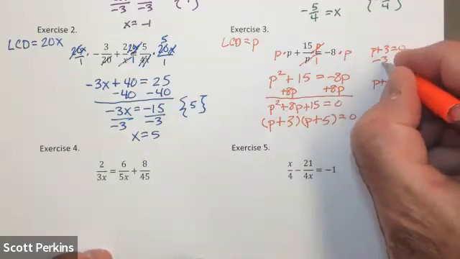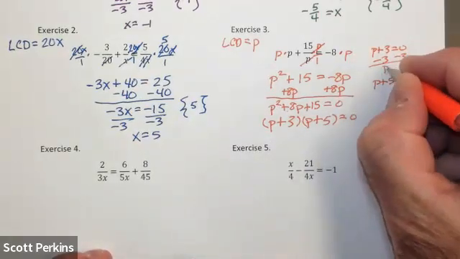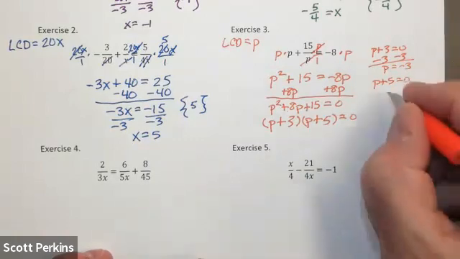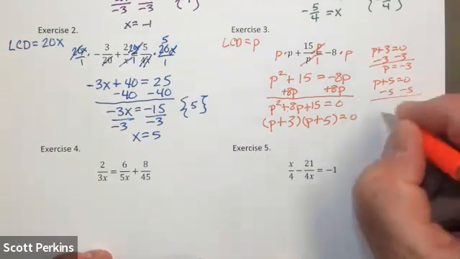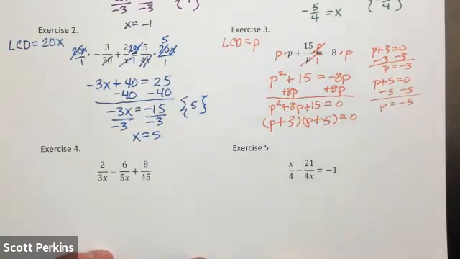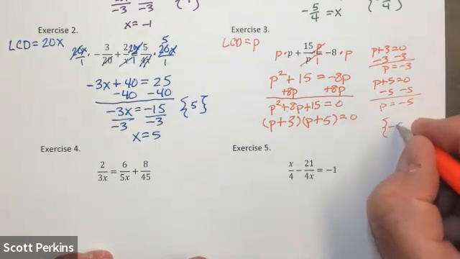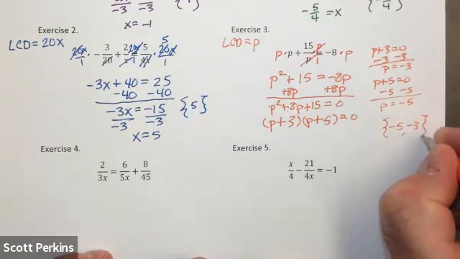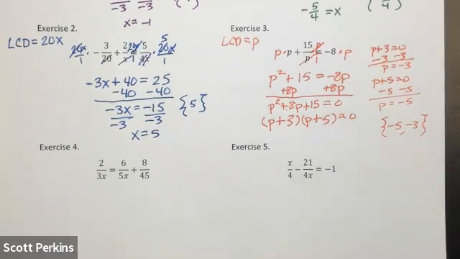When I subtract 3, I get p equals -3. There's my first solution. When I subtract 5, I've got p equals -5. There's my second. So my solution set this time actually has two values in it. Double the fun. There we go.